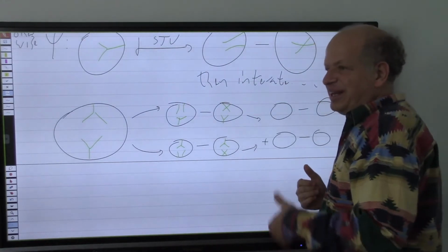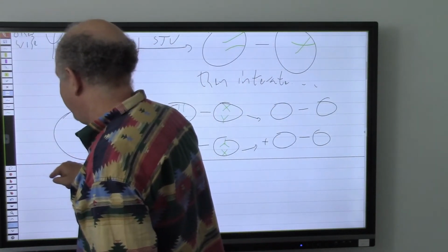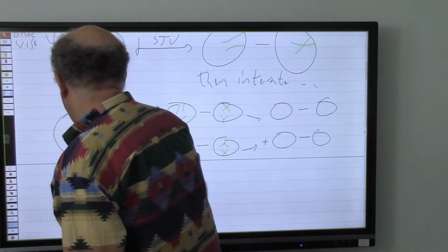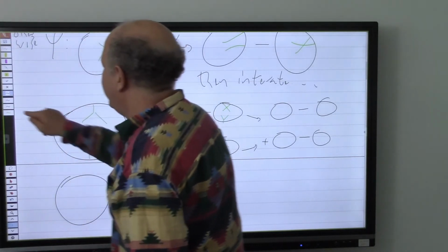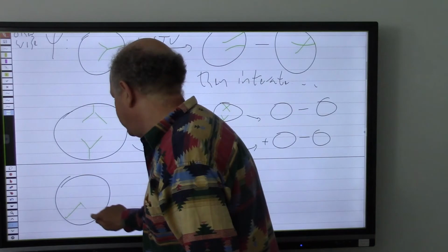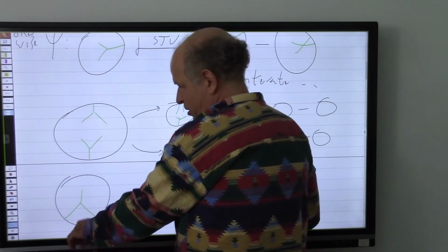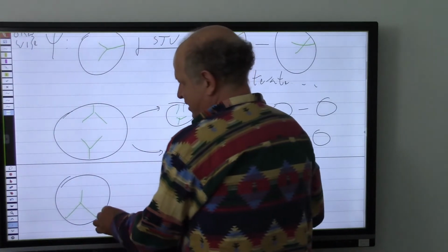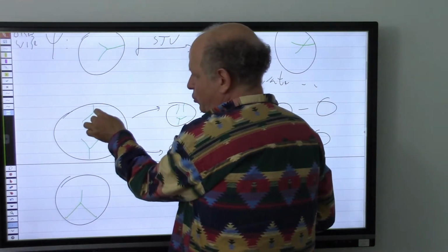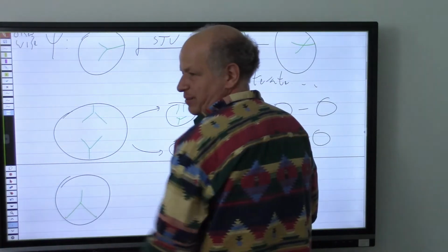Okay. The next case to check is, what if the two ways that you want to reduce connect to the same internal vertex? So this was two edges along which you wanted to apply STU connect to different internal vertices. But what if they connect to the same one?